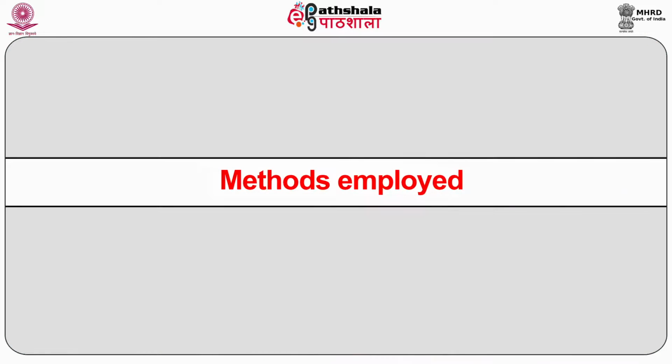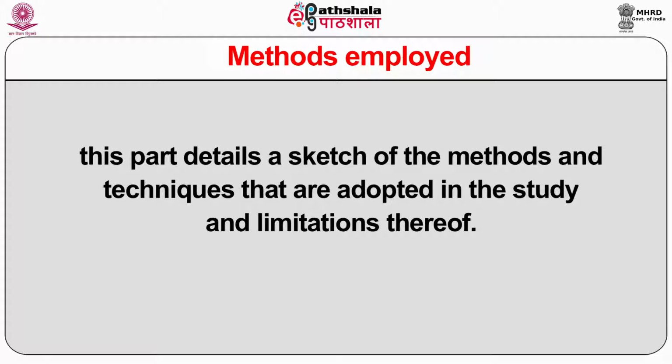This part includes describing the objectives of the study, hypothesis formulated, data analysis, and other alike things. Thirdly, the methods employed. This part details a sketch of the methods and techniques that are adopted in the study and limitations thereof. This may include methods or techniques used for deciding the sample size, sample frame, data collection, etc.